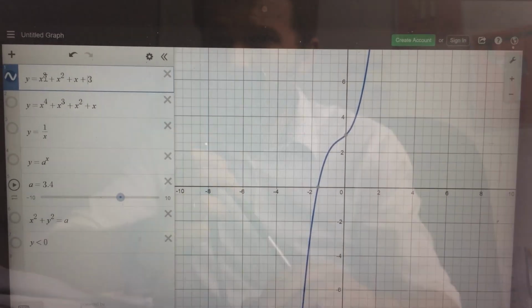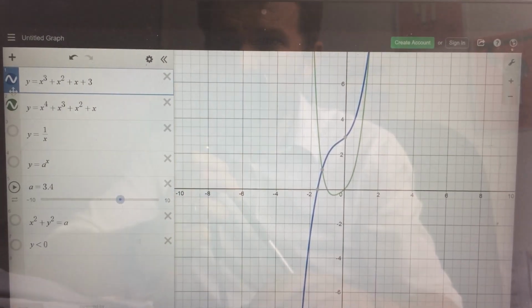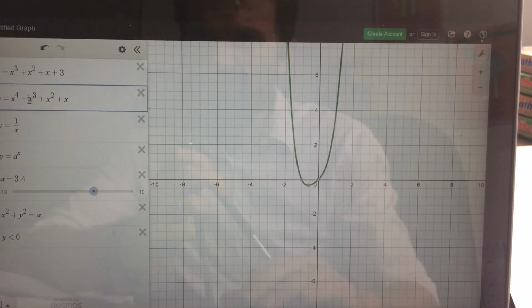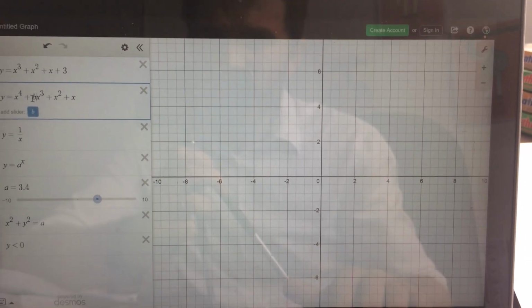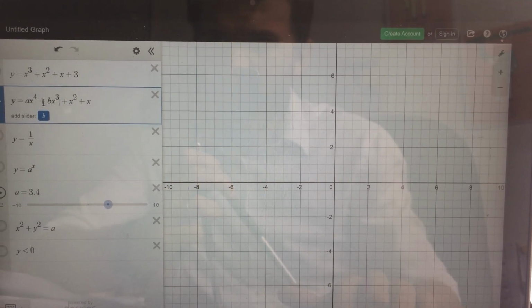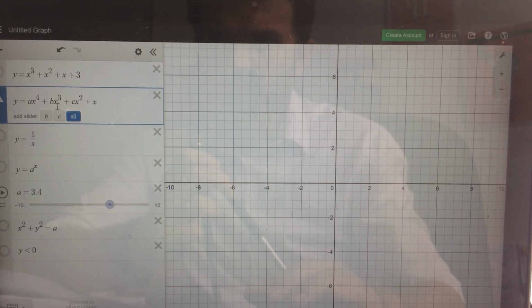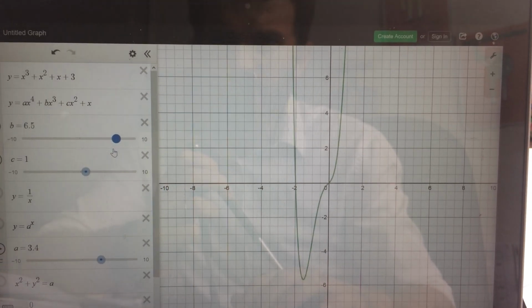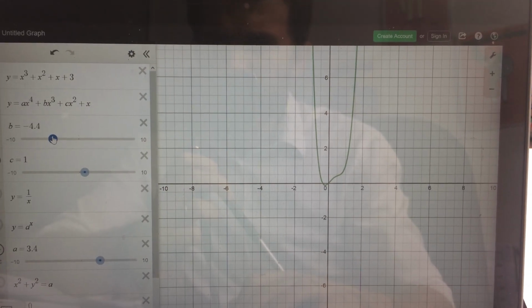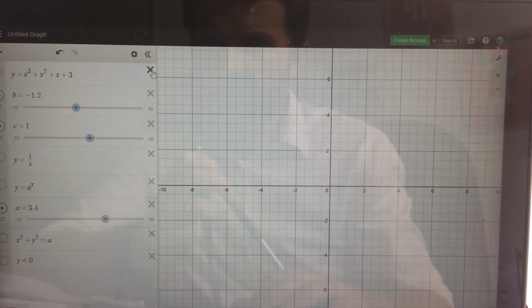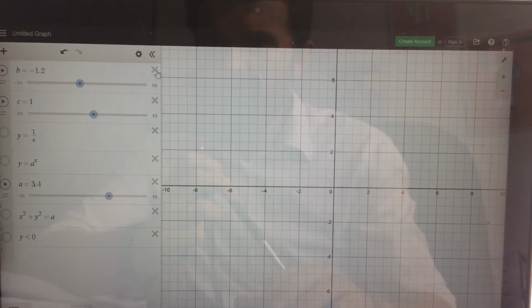We could increase the powers there. We could look at a quartic. If I get rid of the cubic one there, and then you could see if you were to introduce slider terms in there, coefficients of each of those powers of x, then you could also just play around with the different effects that those coefficients have on the quartic there. So that's quadratic, cubic, and quartic.